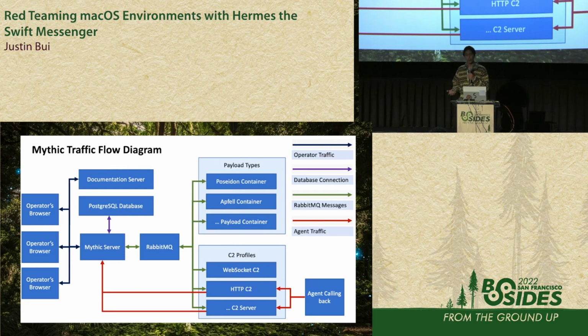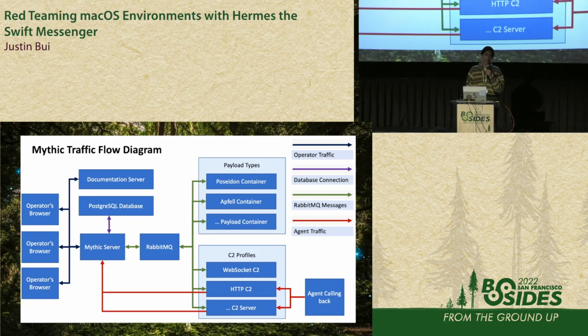Now, if you look at the bottom right, we have the agent calling back. This is the computer that we've compromised. This agent calling back is going to send an HTTP request to the HTTP C2 container. The HTTP C2 container is going to parse the agent message from the HTTP request and then pass that agent message to the Mythic server. The Mythic server is going to respond with the command and arguments. So it's going to respond with that ls command on the user's home directory.